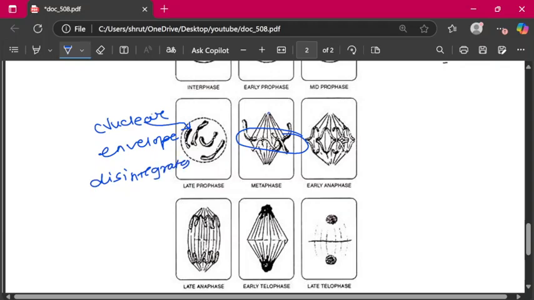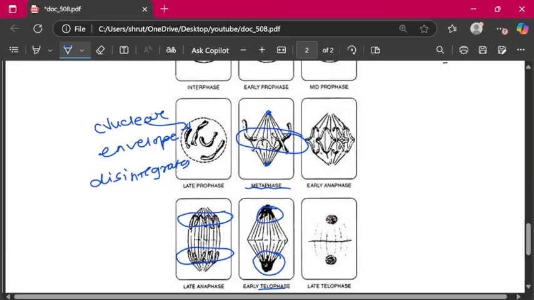This is the complete formation of the spindle fibers, and these chromosomes come to the center in the case of metaphase. So you can identify metaphase. Likewise, this is the early anaphase. These chromosomes start to separate, and in the late anaphase, you can see they are present just near the two poles, and in the case of telophase, they are completely present at the poles.